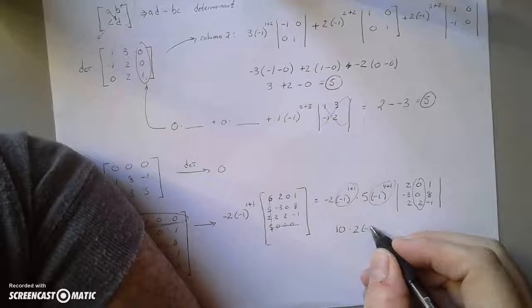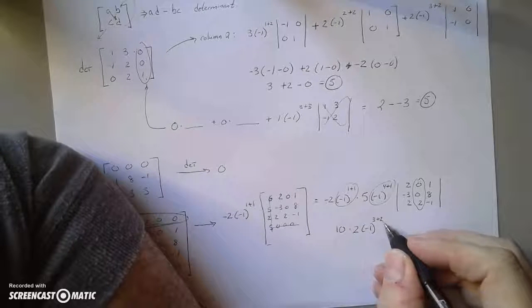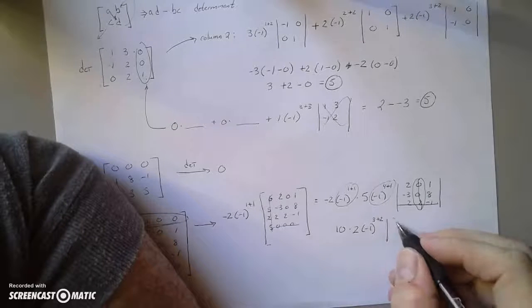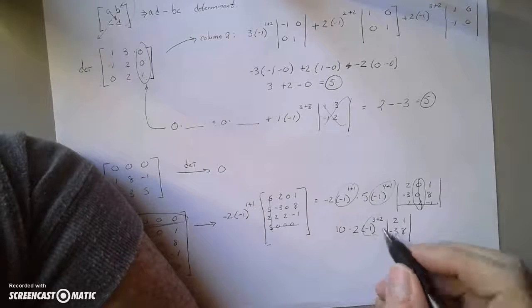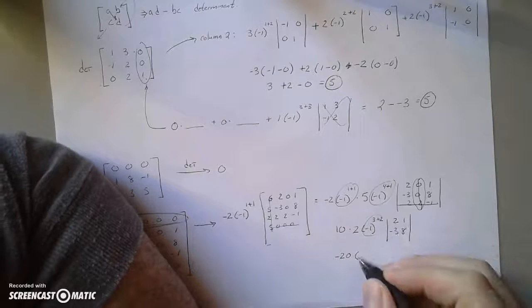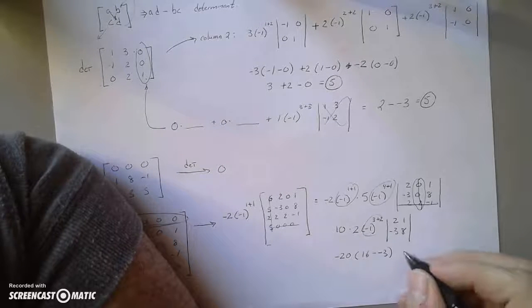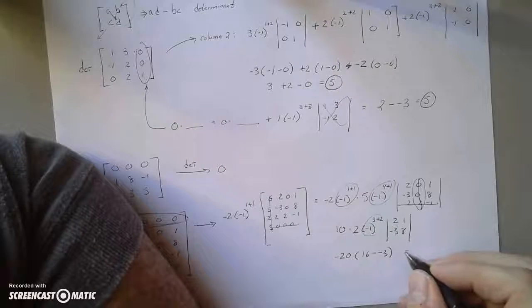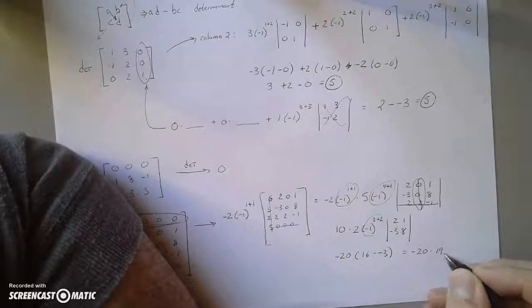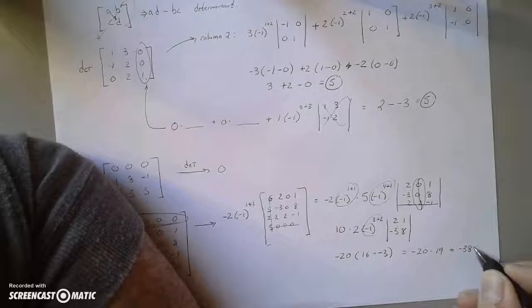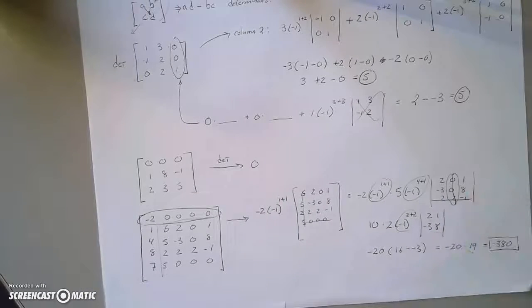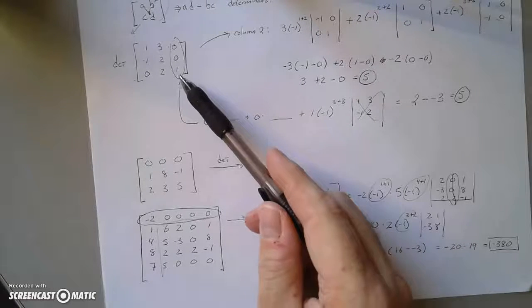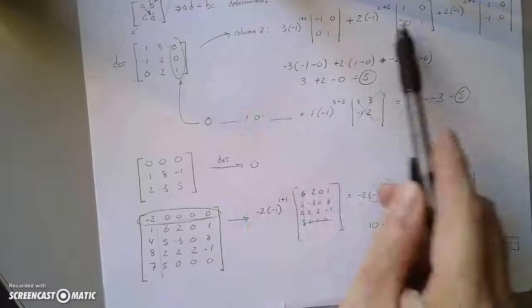Times 2, its address is the third row, second column. Then block those out, and you get a 2 by 2 matrix, which is pretty easy to do. This is a minus, so this is minus 20 so far, times 16 minus a minus 3, so that's 19. So this is minus 20 times 19, which is minus 380. Right? So it has an inverse. So in some sense, the determinant of this 5 by 5 matrix was easier than this 3 by 3. Well, not the fast way, but if you did it the long way.